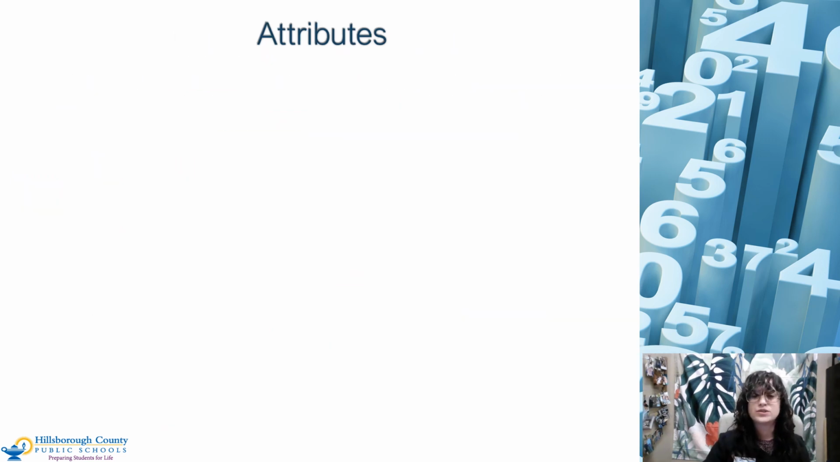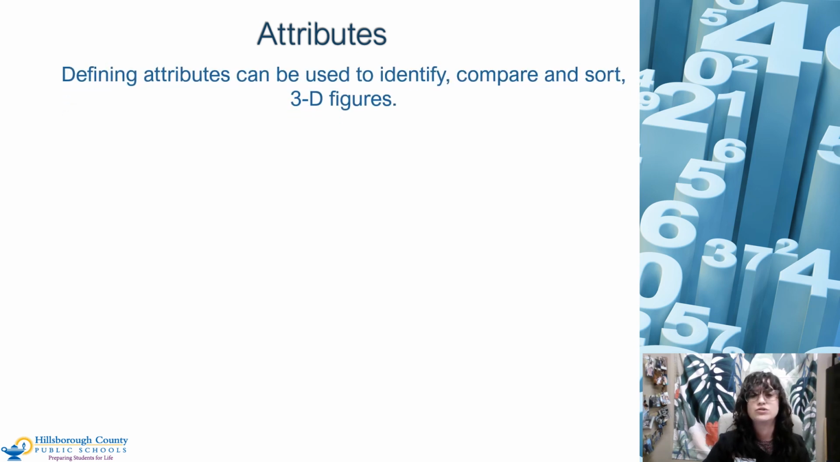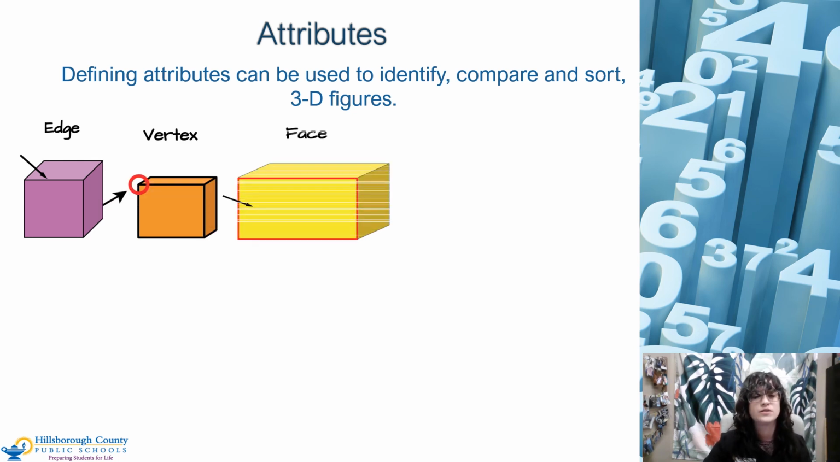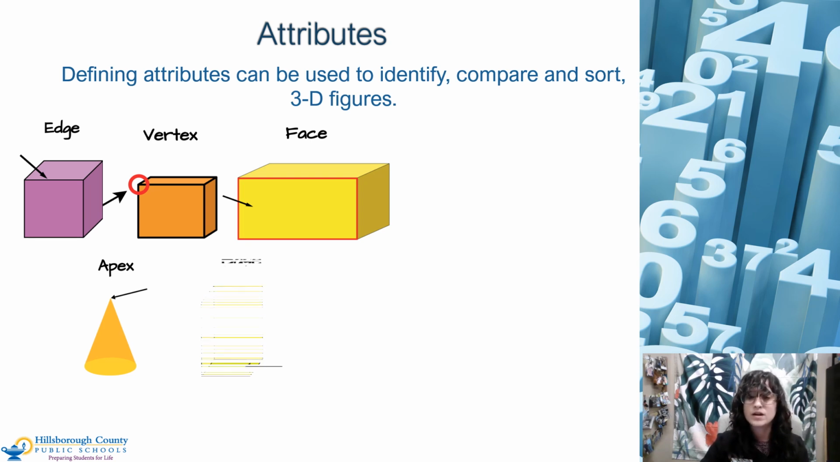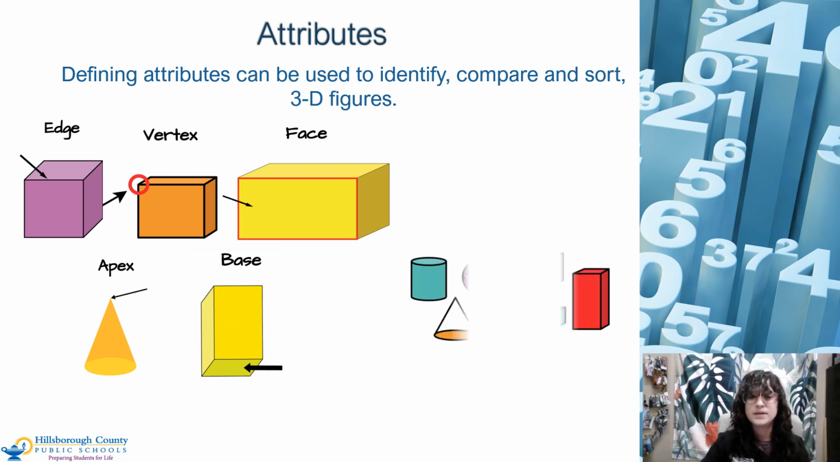So as students work with sorting and identifying 3D shapes by defining attributes, they can then actually start to sort these 3D figures based on the defining attributes. Some of the defining attributes could include edges, the number of vertices, the number of faces, as well as the shape of the face, the apex or the point of the cone, as well as the base. So I want you to take a look at these two groups of shapes and think about how these shapes were sorted.